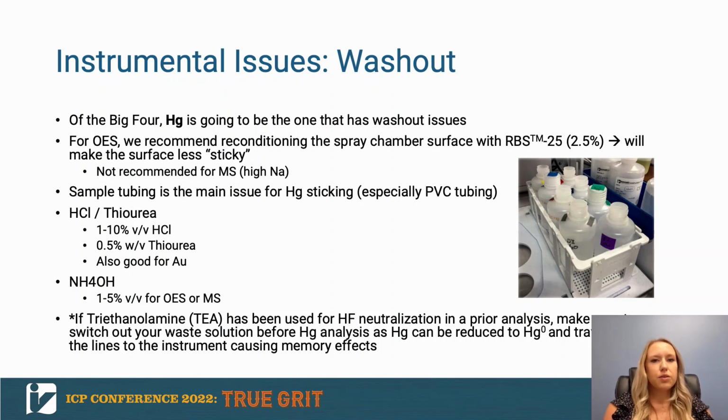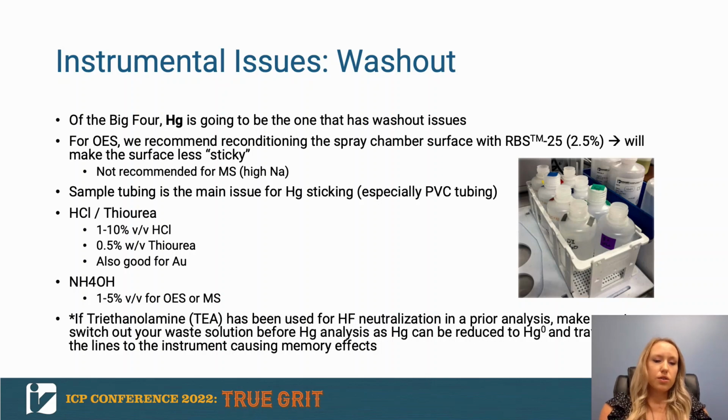For mercury, we do recommend a hydrochloric acid and thiourea rinse, as this is going to really help get that mercury purged out of your system. And this is also going to be a really good option for gold. So if you're using gold to stabilize your mercury, that's going to help rinse out both mercury and gold. If you don't want to use hydrochloric acid or thiourea, you can use ammonium hydroxide. It's going to be a 1 to 5% solution for both OES and mass spec.